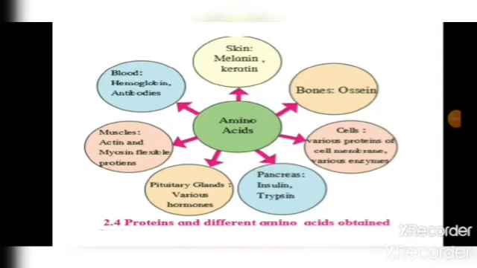Then we are going to see the vitamins. Vitamins are required for proper functioning and maintenance of the body. The main types of vitamins are as follows: fat soluble vitamins and water soluble vitamins. What are the fat soluble vitamins? A, D, E, and K are the fat soluble vitamins, and B and C are the water soluble vitamins.